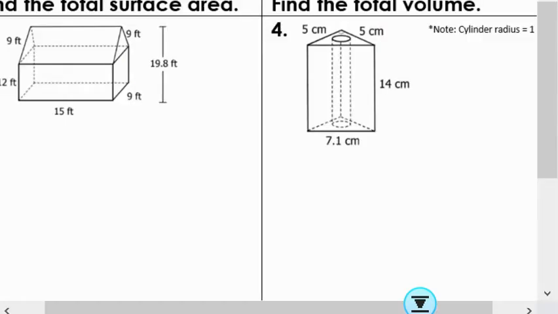Okay, so our last two examples ask us to find surface area and volume. This first one is just the total surface area for this shape. So let's look at what the shape is so we can put our plan together.